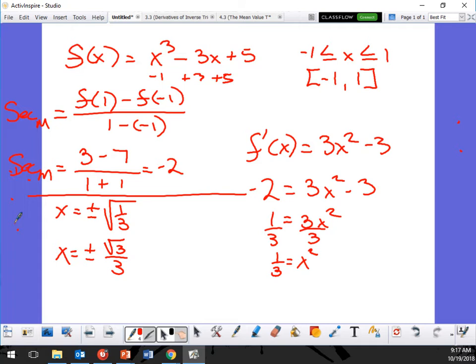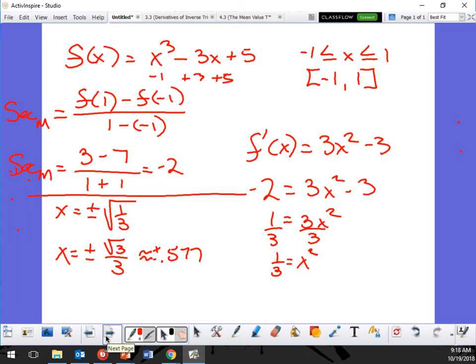So this, like I said, is going to be about 0.577. That's going to be in here, and I know that's going to be a plus or minus. All right, that's a plus or minus. It's inside my closed interval. So now, because of that, I have two places in which my function has a slope that is equal to the average slope. Does that make sense? Questions? It's pretty straightforward, right?